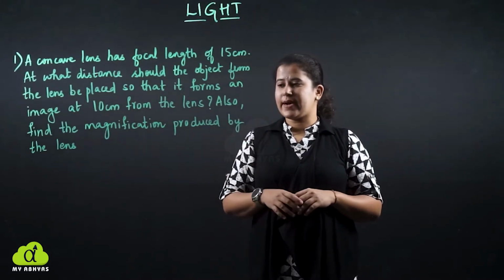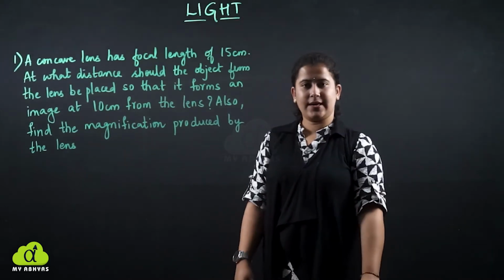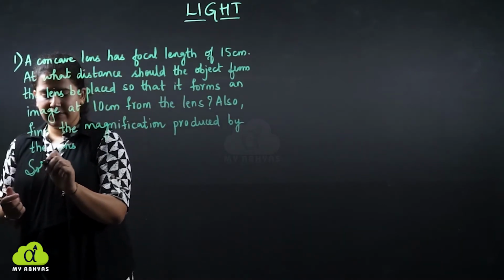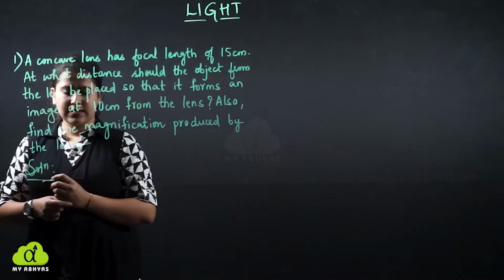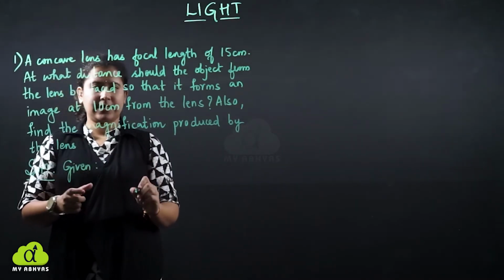Okay. Also find the magnification produced by the lens. So I have to check the magnification also. Clear? First we'll just check the solution and what they have given us. Okay. So what they have given us is, first thing, they have given me the image distance.